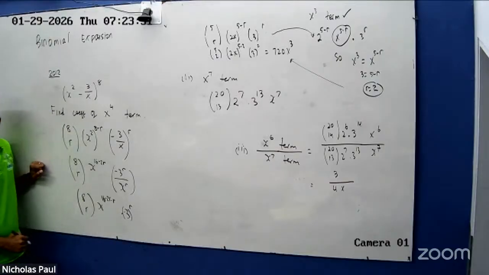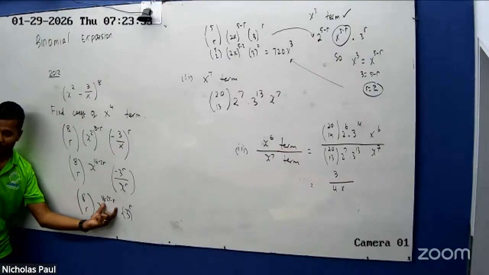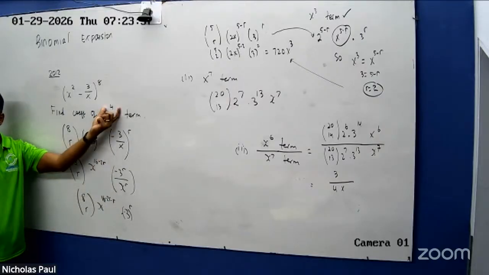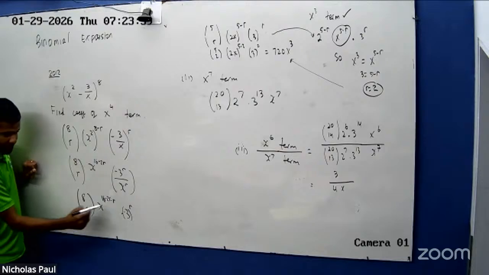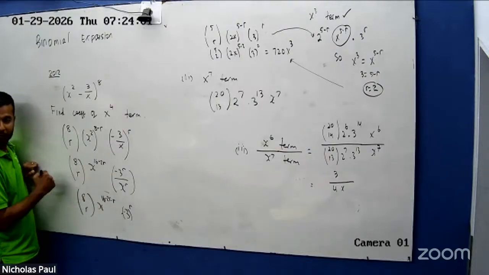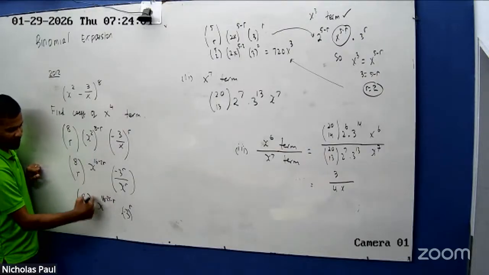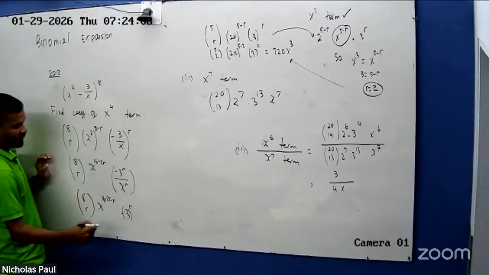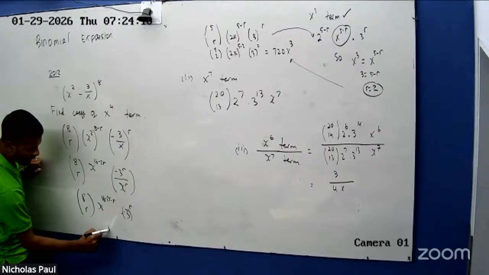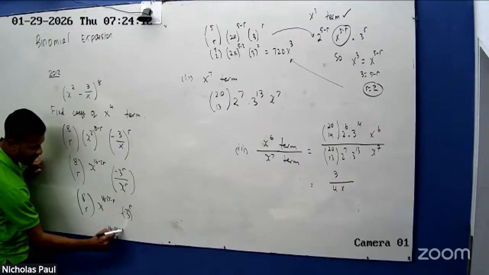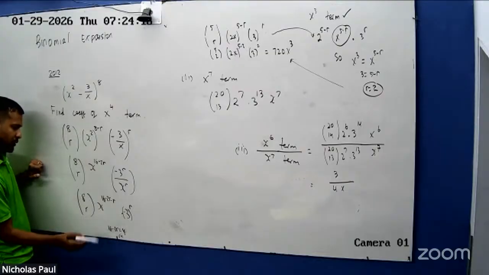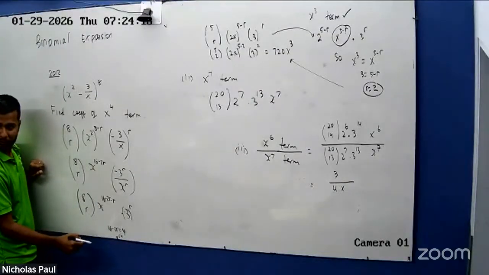That's okay? What does this value have to be? 4. So you have to figure out what value of r here will give you a 4. 16 minus 3r is 4. So you have to solve for r. R is how much? R is 4.